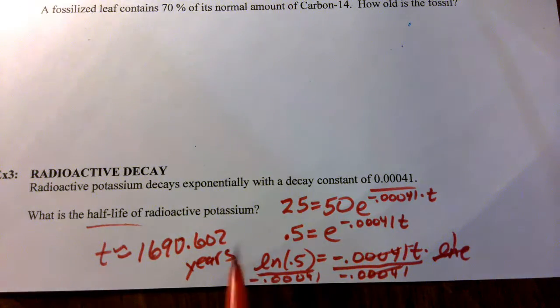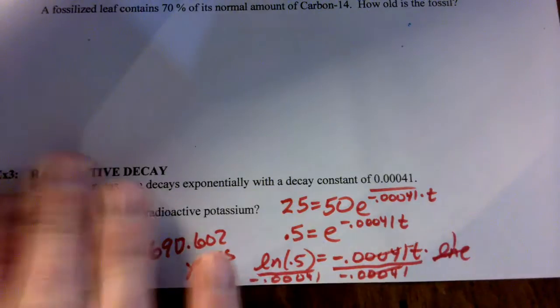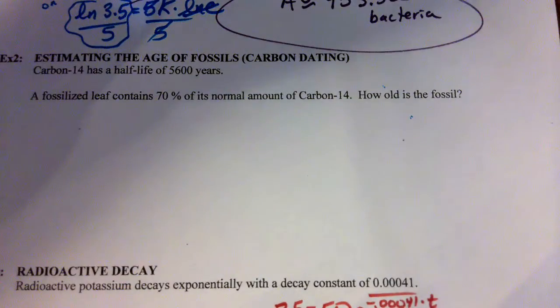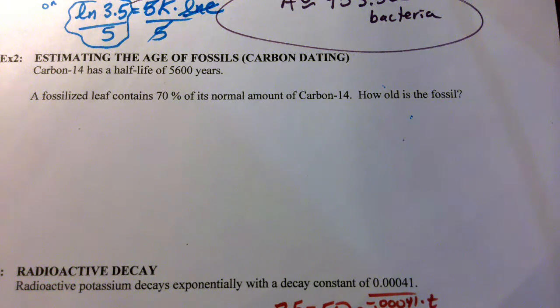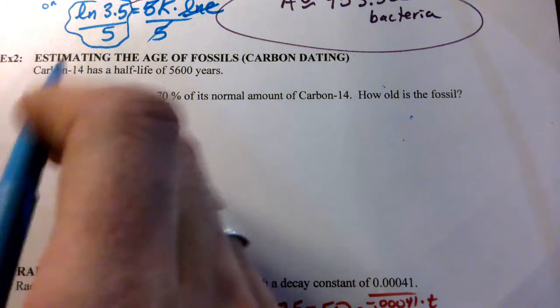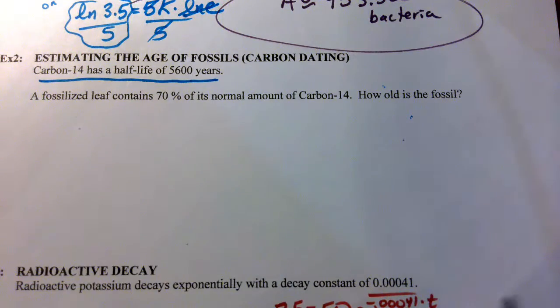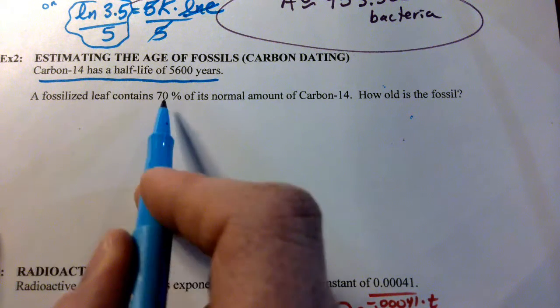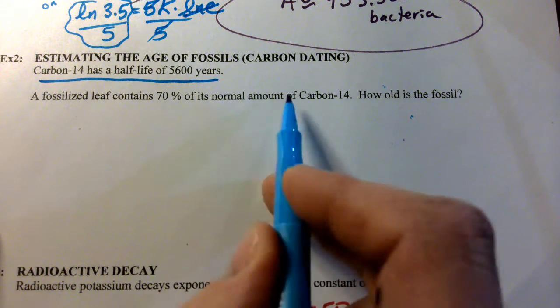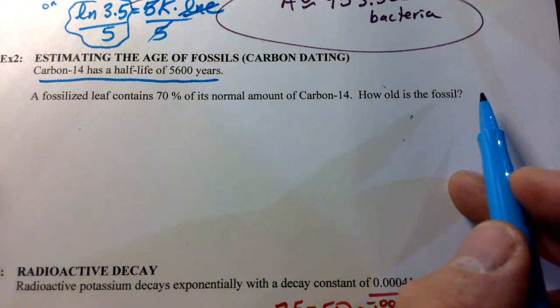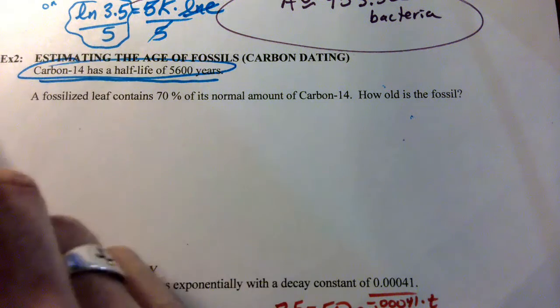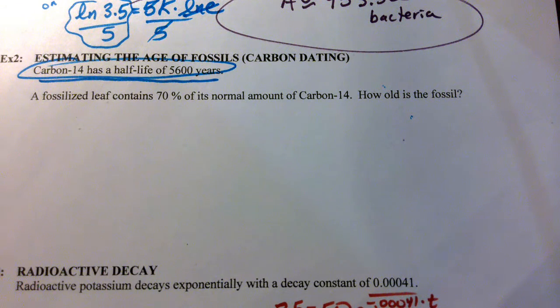I'm taking that straight from my notes. Obviously, I'm not taking the time to put that all in my calculator, but that's how you would do that one. Same logic with carbon dating. They tell you that carbon-14 has a half-life of 5,600 years. A fossilized leaf contains 70% of its normal carbon. How old is it? Well, if you know the half-life, then you can figure out the decay rate on that problem.